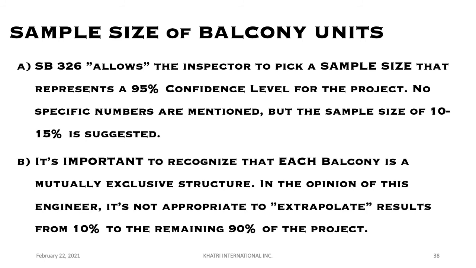So I've already given you some comments on this in my talk, that the 95% confidence level, which is a statistical representation that says, if I take a certain sample size, I'm going to extrapolate those results to the rest of your balconies. So if you have 100 balconies and I inspect 10 or 15 of those balconies, I'm going to extrapolate, meaning I'm going to assume that the other 85 balconies that I did not inspect are pretty similar to the 15 balconies that I did inspect. And I don't agree with that.